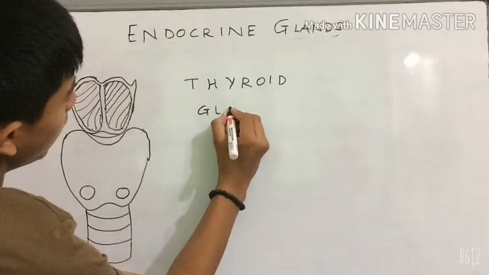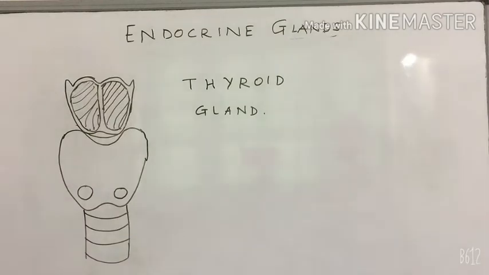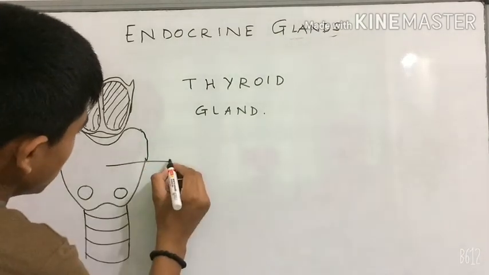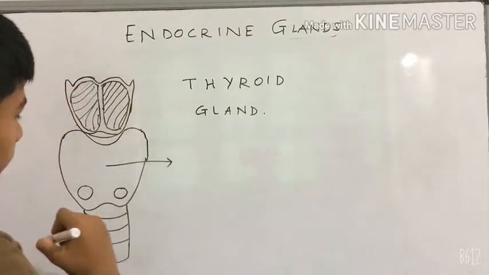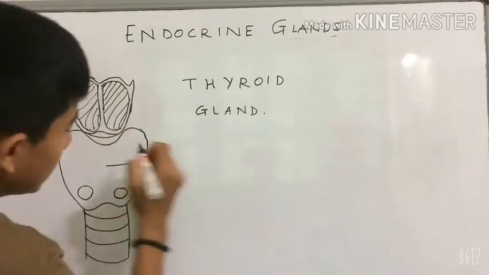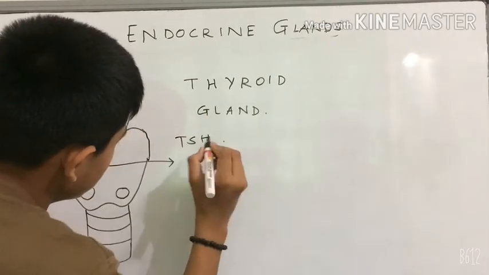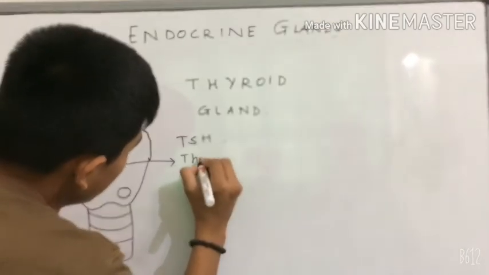Now, when I take the name of thyroid gland, the first thing everyone remembers is thyroxine, because the thyroid gland that is situated here is secreting thyroxine. Now this is our thyroid gland. This thyroid gland is controlled by TSH that we have studied in the last video, that is thyroid stimulating hormone.